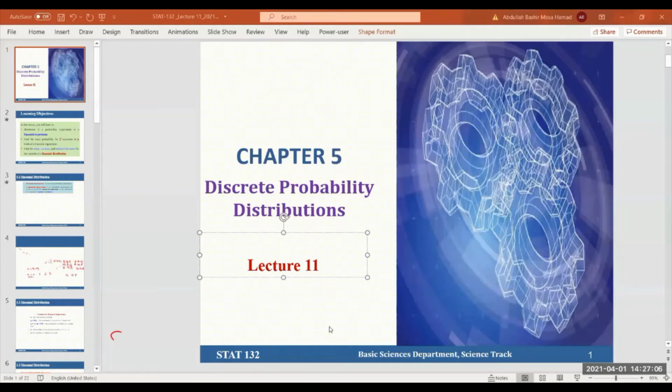Today is the last class in chapter 5 about discrete probability distribution. In the first class, we discussed how to find the discrete probability distribution for a random variable X that takes discrete values, and also how to find expected value, variance, and standard deviation. Today, inshallah, we are going to discuss the most important discrete probability distribution, which is known as the binomial distribution.